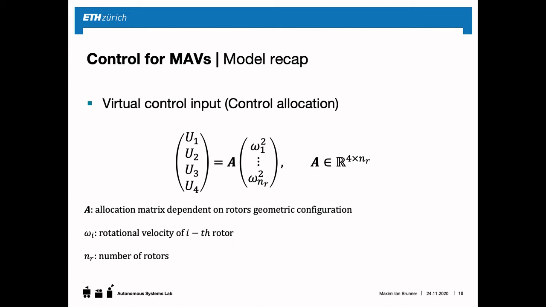So now, in order to get those virtual inputs based on the actual control inputs, which are the rotor speeds, we have this mapping from the squared rotor speeds to these virtual inputs. And this mapping is represented by the allocation matrix A. And we can basically compute this allocation matrix based on the geometry of the platform.